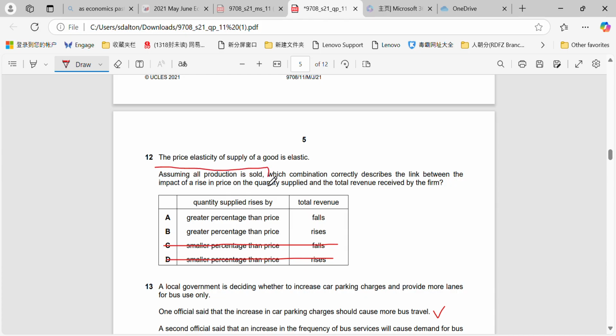If we are assuming that all their production is sold, therefore, if they're able to release a higher supply to the market, their total revenue will definitely rise, as we know that they're going to sell everything they now supply to the market, and we know they're going to supply much more than the change in price.